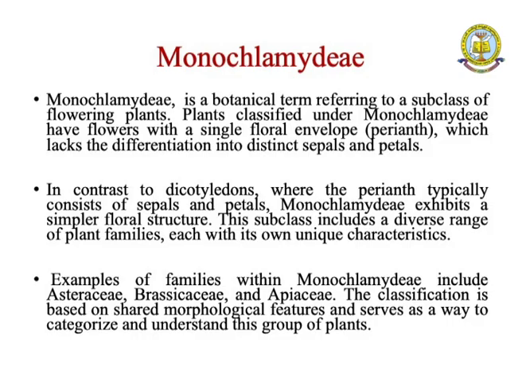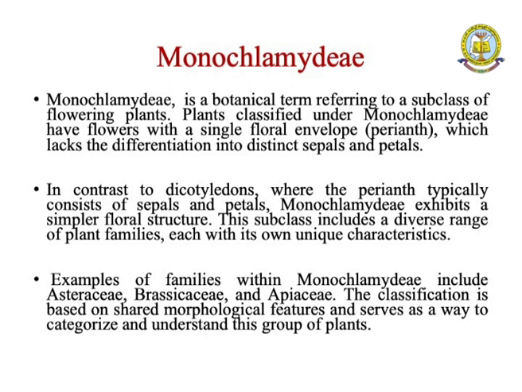So today your topic is Monochlamydeae, and now we are going to detail it. What is the meaning of Monochlamydeae? Monochlamydeae means the calyx and corolla together form a united structure. Monochlamydeae is a botanical term referring to a subclass of flowering plants. The plants classified under Monochlamydeae have flowers with a single floral envelope.